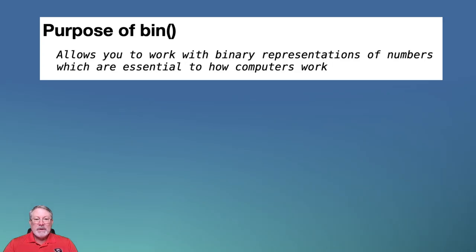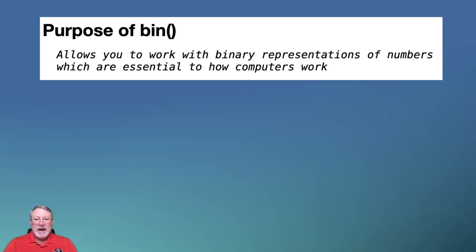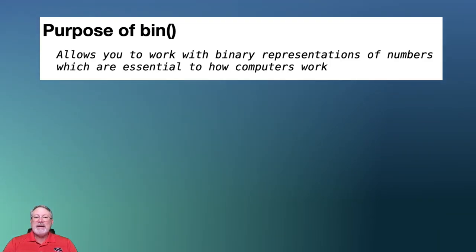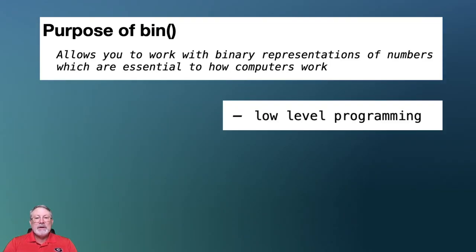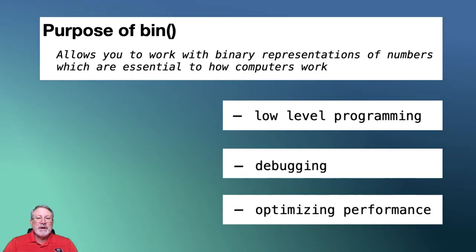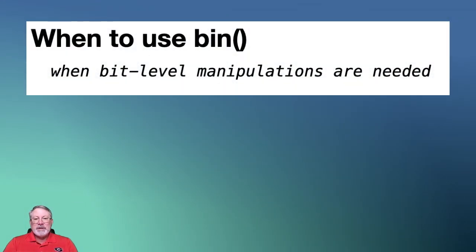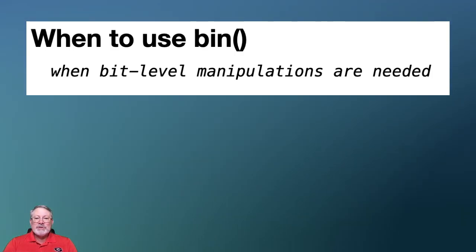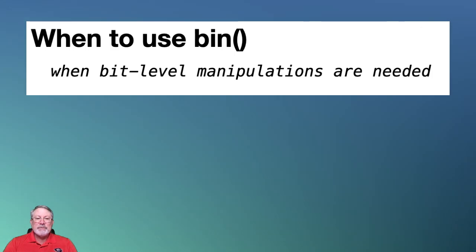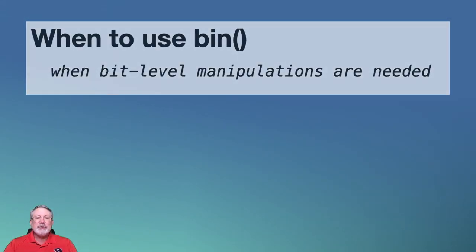Why bin? In computer science, binary numbers are fundamental as computers operate using binary data. Understanding the binary form of numbers can help in low-level programming, debugging, and optimizing performance where direct bit manipulation is required. The bin function is particularly useful when you need to perform bit-level operations, or when trying to understand or implement algorithms that involve binary decision processes. It's also used in educational settings to teach the binary number system.